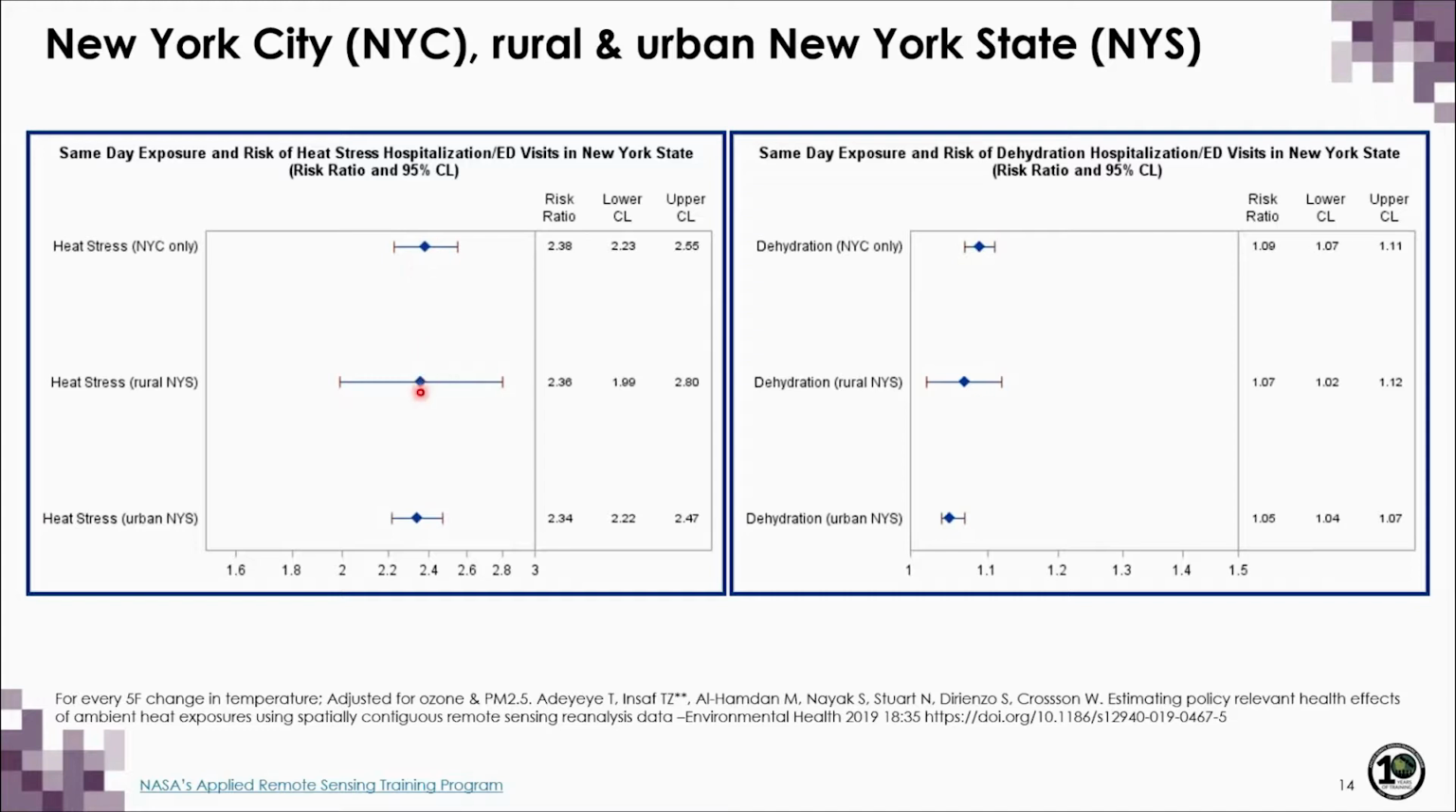You can see that these estimates are pretty close together. This is the risk for New York City, this is the risk for rural New York State, and these are the risk for the rest of the urban areas. Those estimates are pretty close together, although the confidence intervals are wide because there were a lower number of cases. But this just means that when extreme heat does occur in rural New York, people are very sensitive to the health effects.